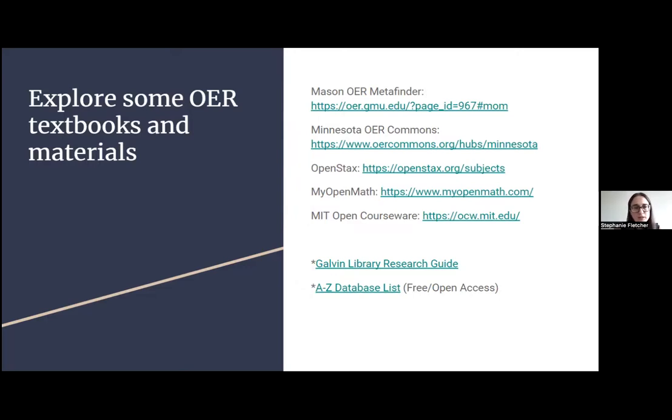So those 2 links at the bottom of the slide: the Galvin Library Research Guide, we have a guide specifically on OER, so you can find many more resources and more information, and it does include information about Creative Commons and copyright there too. And then the A to Z database list, which you can access from the library's website, has an option to limit to free and open access materials. So you can find a list of, I think, about 100 resources there that contain free or open material that you can use in courses.